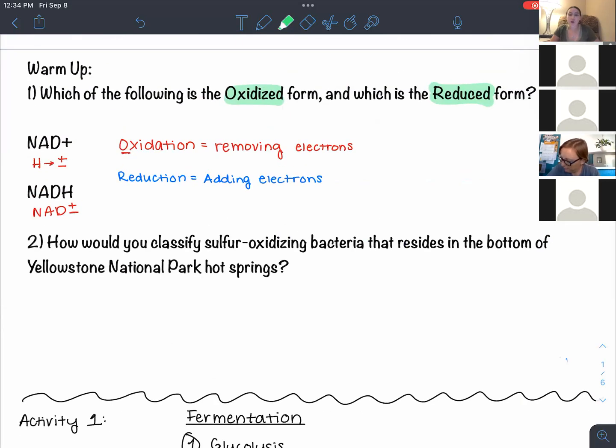I'll just have you guys think about this and answer, but there is something that I want to clarify a little bit when we talk about this explanation. Okay, so how would you classify sulfur oxidizing bacteria that resides in the bottom of Yellowstone National Park hot springs? So if there's hot springs at Yellowstone, this bacteria is at the bottom of the hot spring and it oxidizes sulfur.